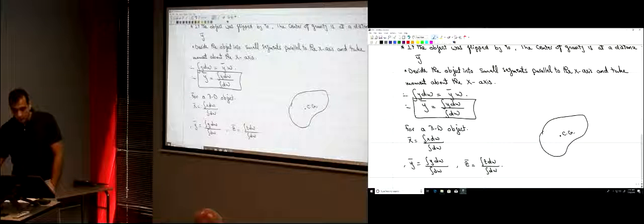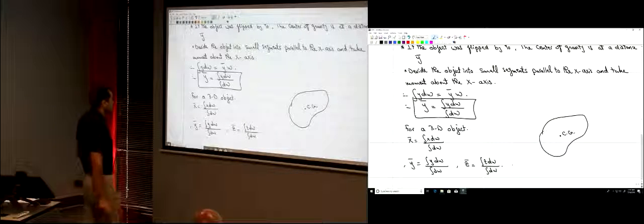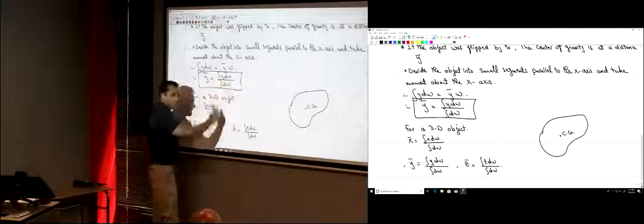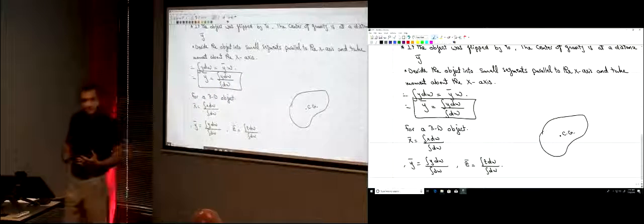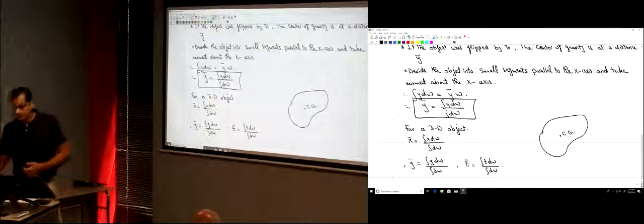If you do this integration using the weight, we call this the center of gravity. If you do the integration using the area, we call this the centroid. So they are similar to each other. If you use a homogeneous object with the same rho, the same density, then it's the same. The center of gravity is the centroid. There is no difference.